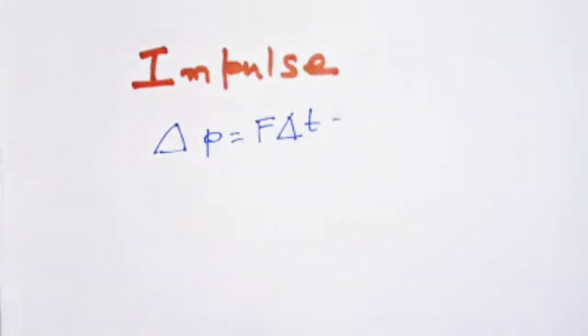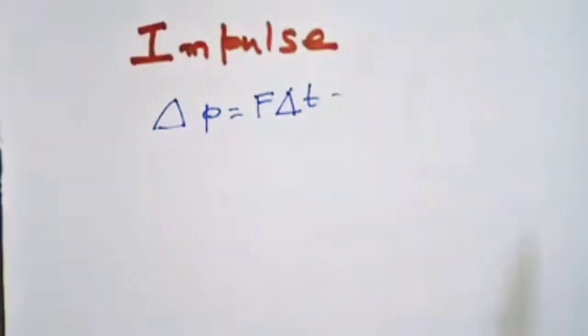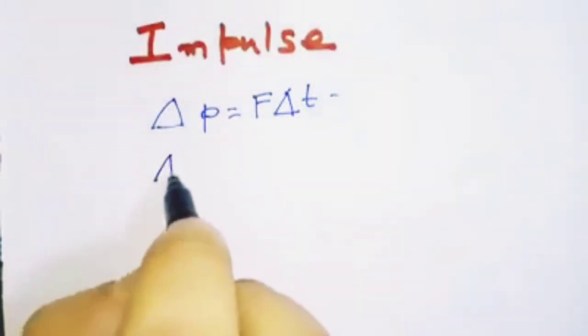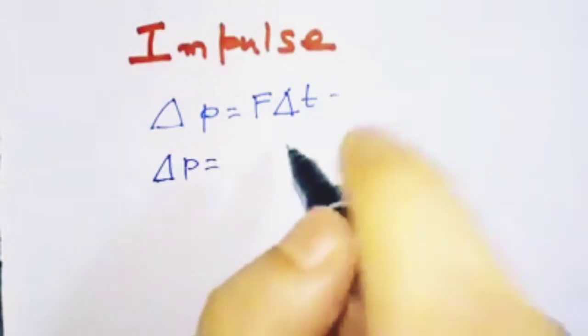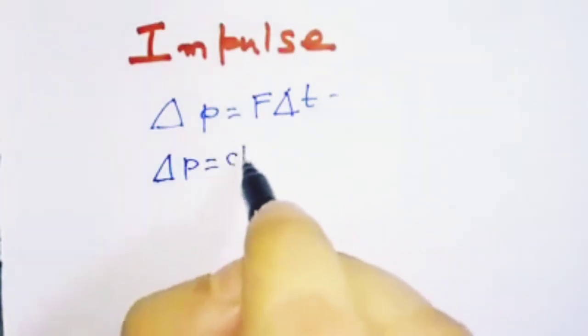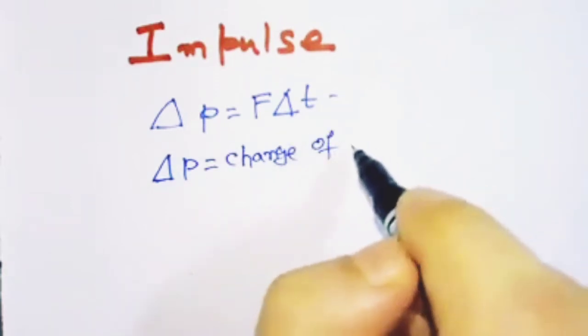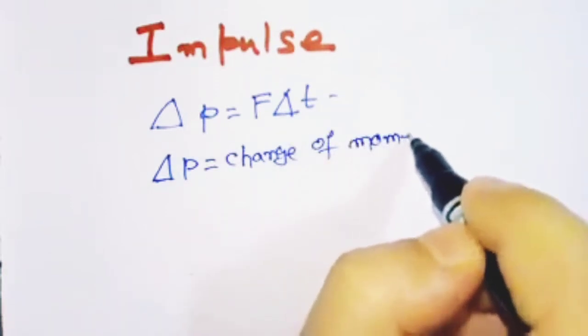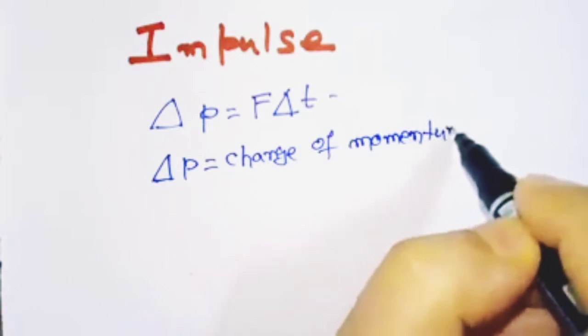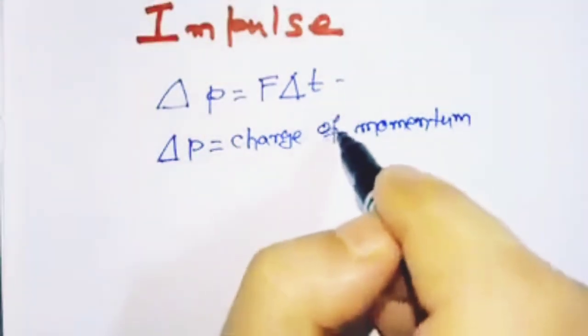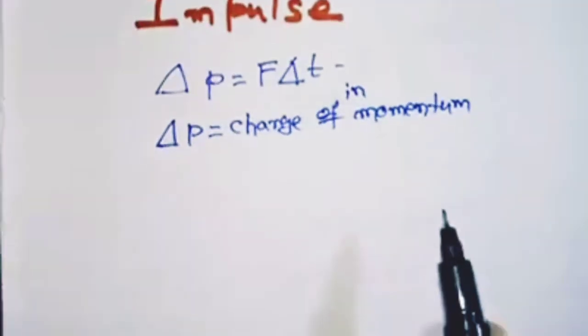This is the formula for impulse. Now, what is delta P? Let me write it for you. Delta P is the change in momentum, not the rate of change of momentum. It is this, the change of momentum. You can call it the change in momentum.